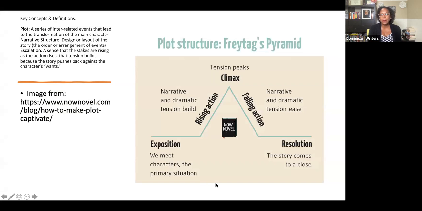So, to begin with, if we think about plot as a series of interrelated events, I often say that plot is the way that you want people to describe your story or your book. If you're having a hard time grasping what exactly the plot of your work is, well, half the time I go into it, I don't even know what the plot is. I'm just discovering it as I go. At least that's how I write.